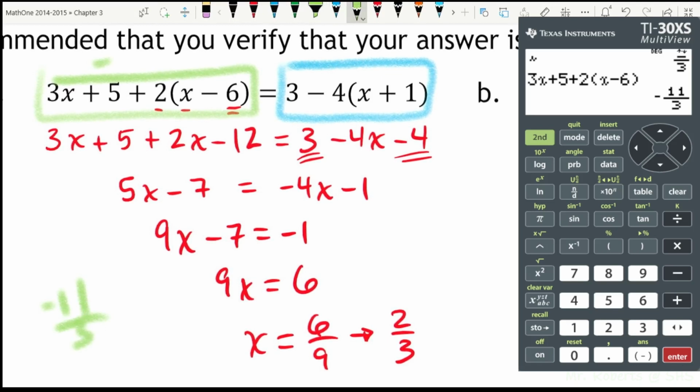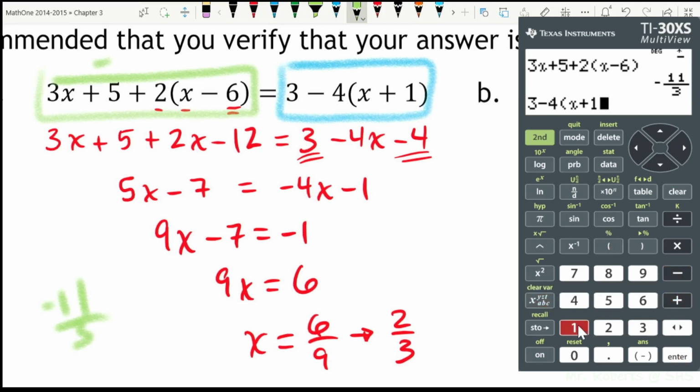Let's look at the other side. All right, the other side is just going to be 3 minus, oops, wrong calculator, 3 minus 4, open paren, x plus 1, close paren. And guess what? 3 minus 4 times the quantity of x plus 1 is exactly negative 11/3.